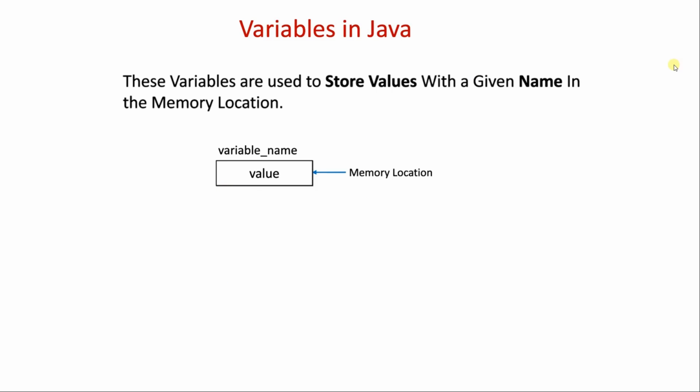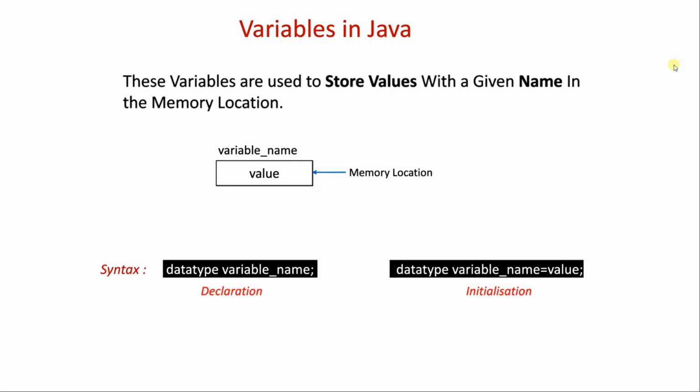Before going into the example, let's see the syntax of creating a variable. Basically, there are two ways of creating a variable: declaration and initialization. Declaration is the general way of creating variables. The difference between declaration and initialization is that if we do not assign any value at the time of creating the variable, it is called declaration. And if we assign a value at the time of creating the variable, it is called initialization.